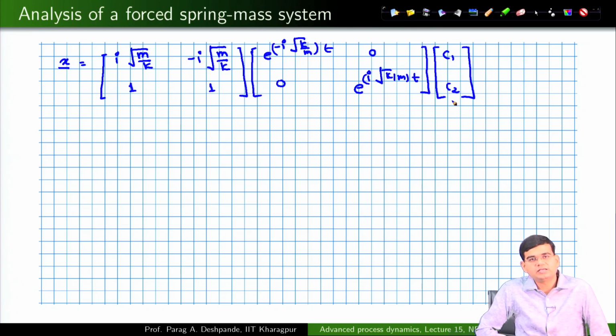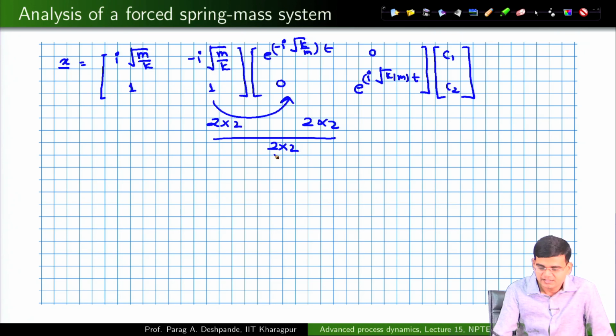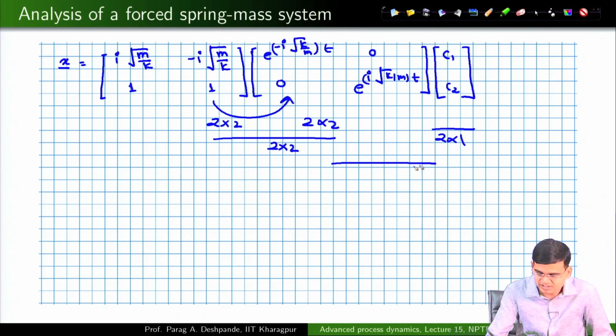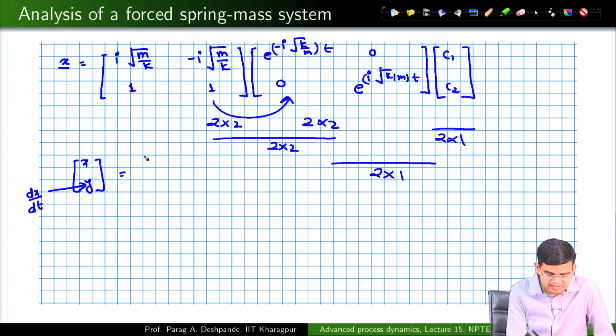So, how would you get an elegant solution? Well, you will multiply these two quantities. This is a 2 by 2 matrix, this is a 2 by 2 matrix. So, your resultant matrix would be 2 by 2, and this is a 2 cross 1 matrix. So, your further resultant matrix would be 2 cross 1. So, you will get x and y, where x is the original quantity, y is dx by dt which you had defined originally. You will get the expressions for them.